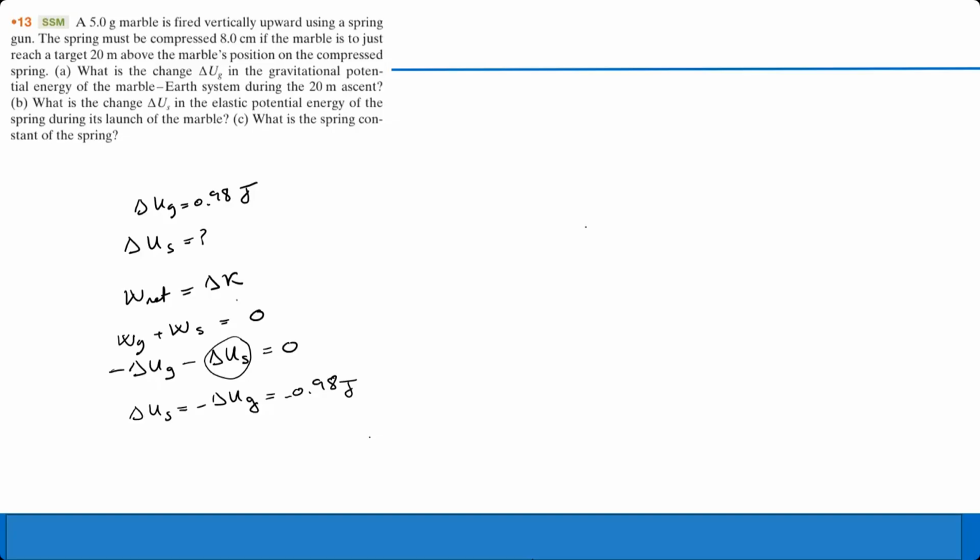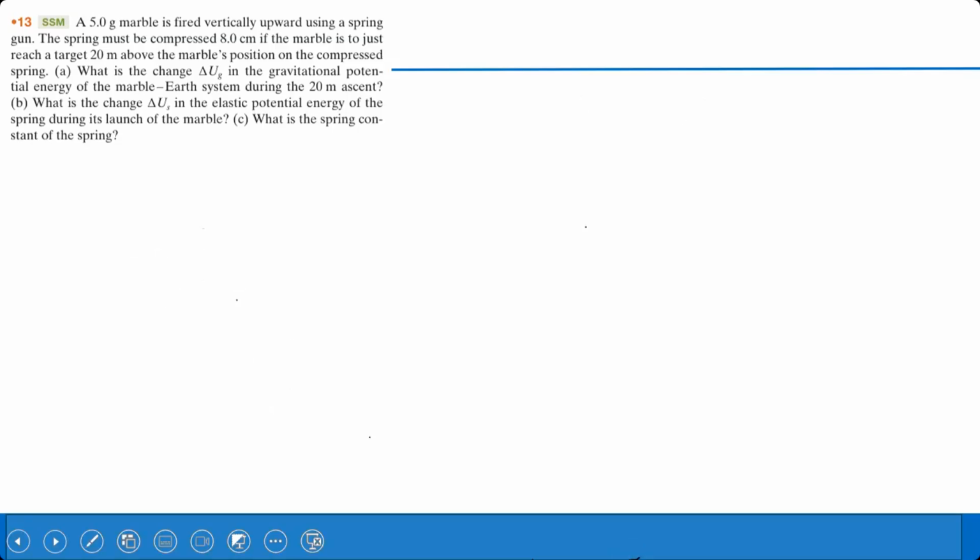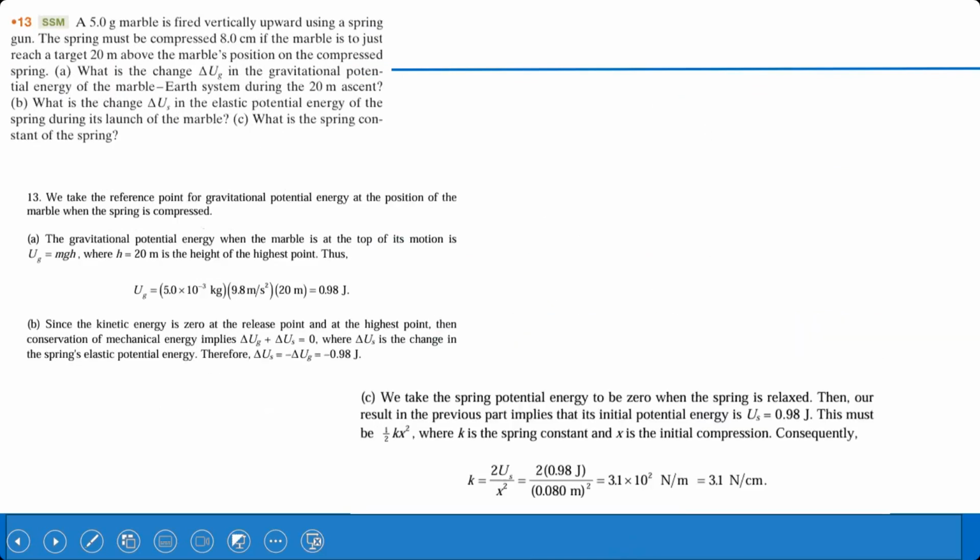Let's look at part C. Now we want the spring constant. That's pretty easy. I found the change in the potential energy of the spring to be minus 0.98, so we found the delta US to be minus 0.98 joules, and what I want is k. Delta US is equal to the final minus the initial.